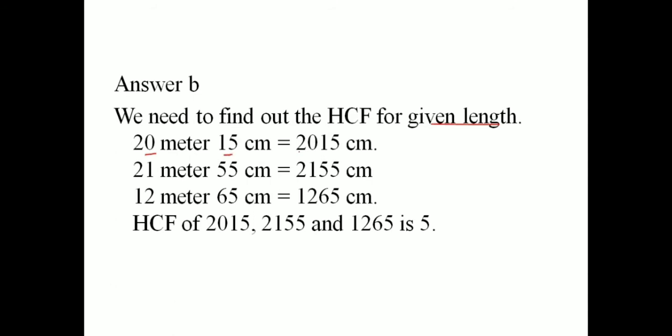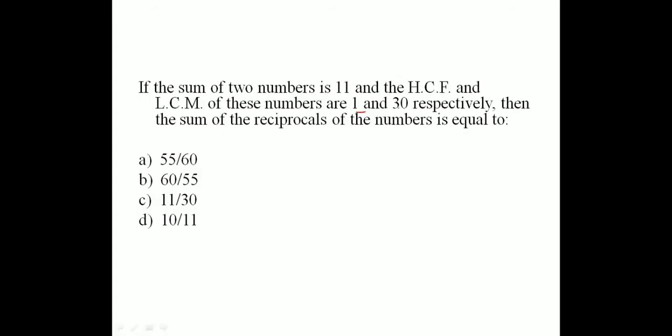Greatest length means it is nothing but the HCF of the given lengths, right? So this is 20 meter 15 centimeter. We can convert this meter to centimeter. So 20 meters 15 centimeter is 2015 centimeter, 21 meter 55 centimeter is 2155 centimeter, then 12 meter and 65 centimeter is 1265 centimeter. Then take the LCM of all these length measurements in centimeters.